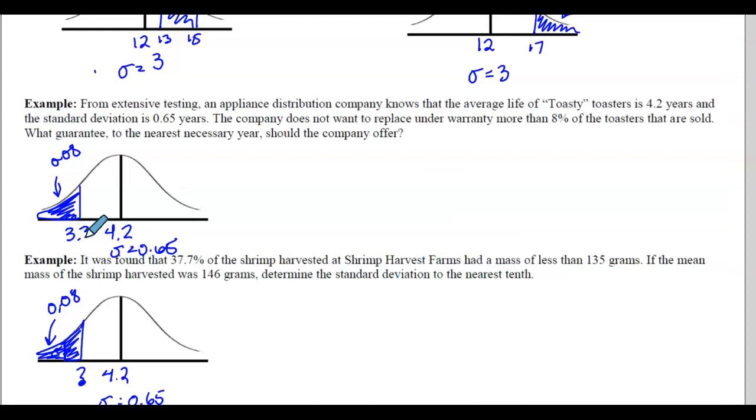So what guarantee should, to the nearest necessary year? So the word necessary in there means it might not be your normal rounding rules, but in this case, if we rounded it to 3 years, normal rounding rules, that makes sense. If you, for example, rounded up to 4 years, then they would be replacing more than 8% because it's to the right. So normal rounding rules work in this case. So the warranty should be a 3-year warranty. Which, I've got to tell you, is not really going to happen, usually for a toaster, but whatever.